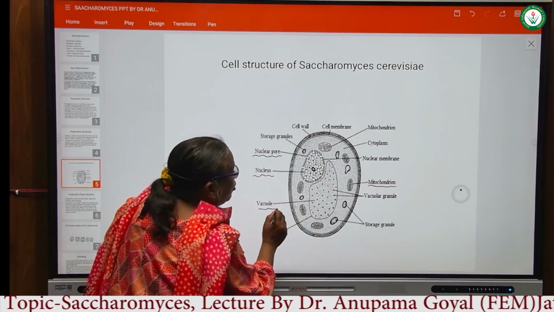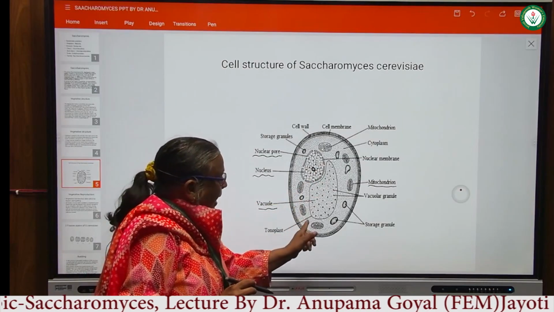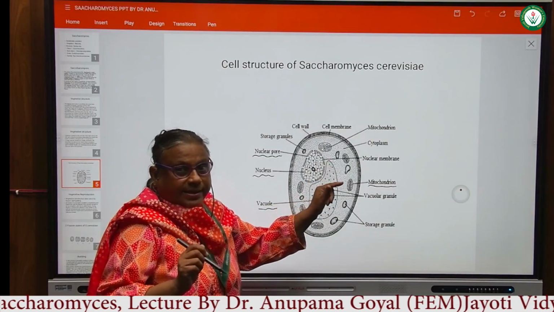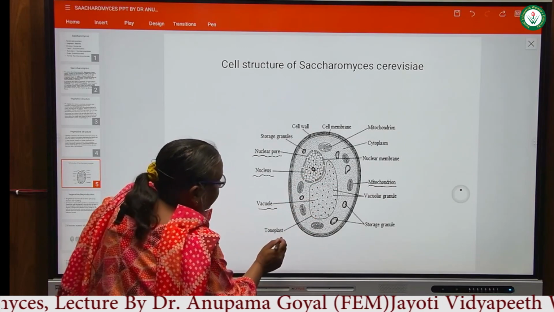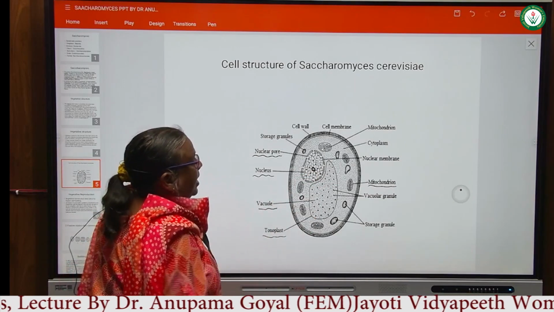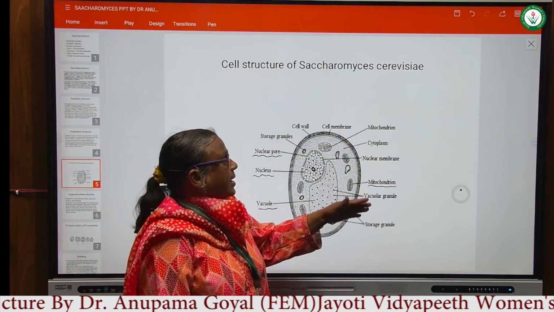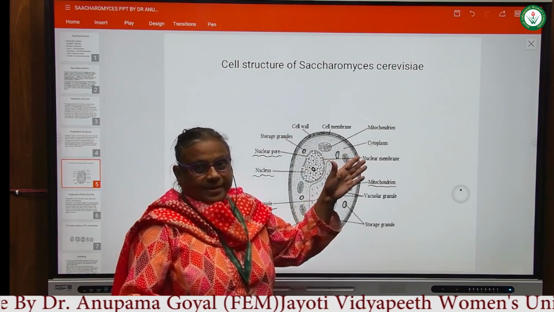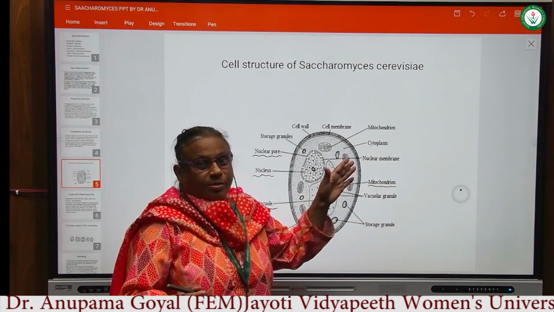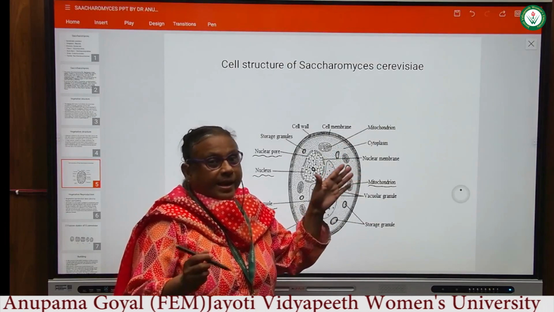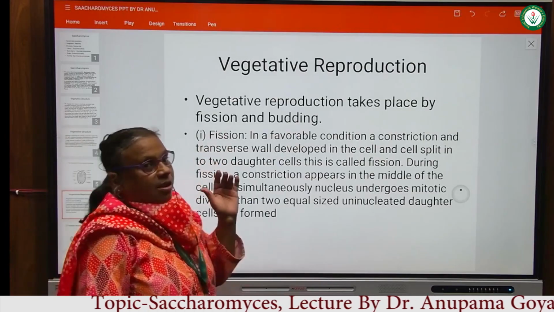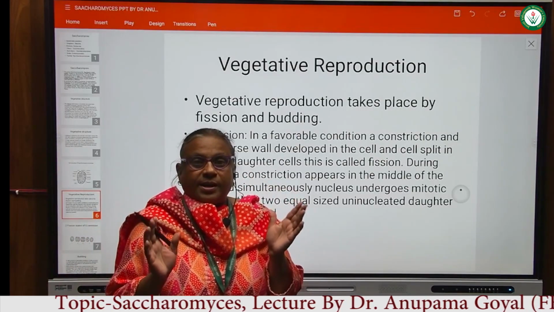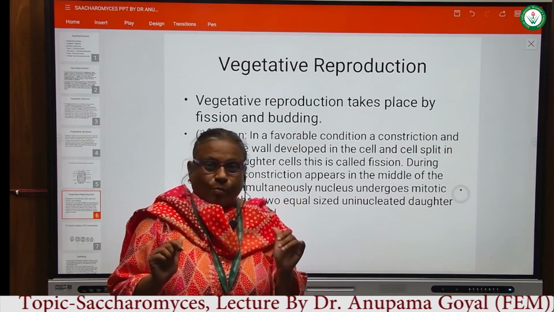This is the vacuole, and this vacuole, as you see in the diagram, is surrounded by a membrane called the tonoplast. Some storage granules are also found scattered in the cytoplasm of the Saccharomyces cell, as you see in the diagram. Now, how does vegetative reproduction occur in Saccharomyces?